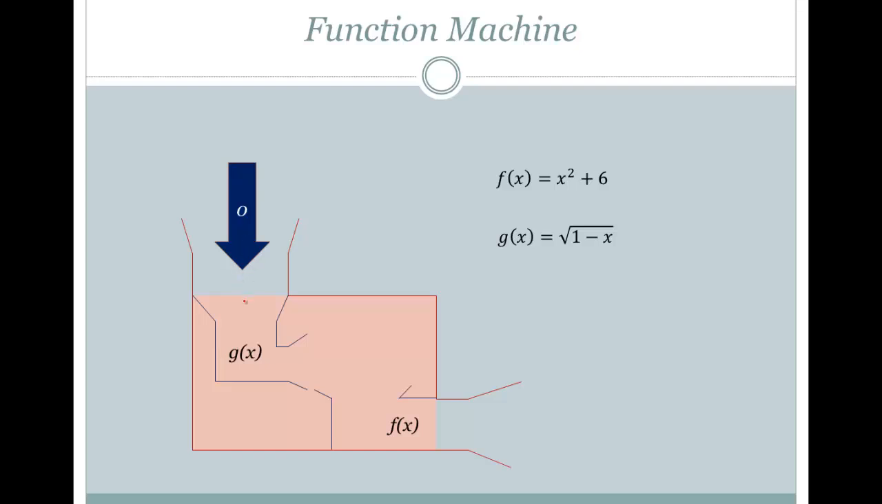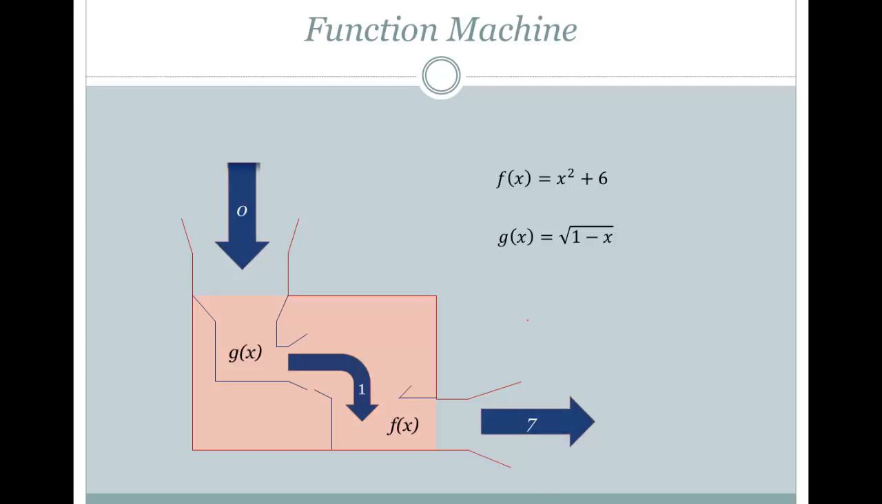0 goes into the function machine. Okay, it goes into the g of x function machine first. I plug in 0, I get 1. So I take 1, and 1 comes out of the g of x function machine and goes into the f of x function machine. When I plug 1 into the f of x function machine, I get 1 plus 6, I get 7. Okay, so that's the process that just happened here. 0 went into g of x, spit out 1, 1 went into f of x, and then it got spit out as 7. And all we see is the 0 coming in and the 7 coming out.